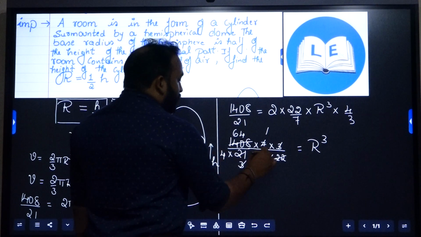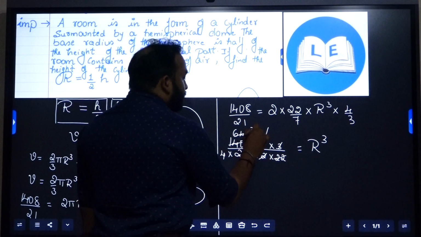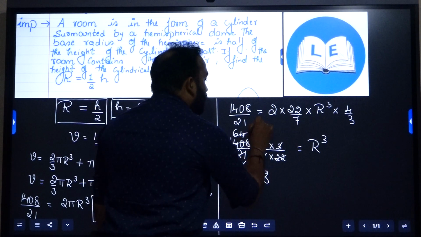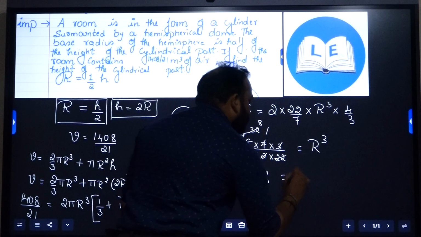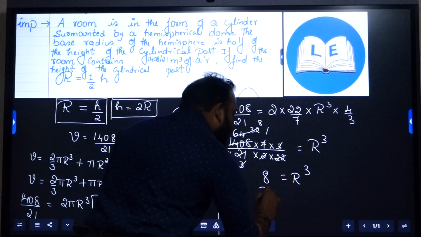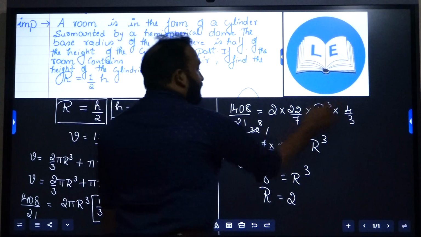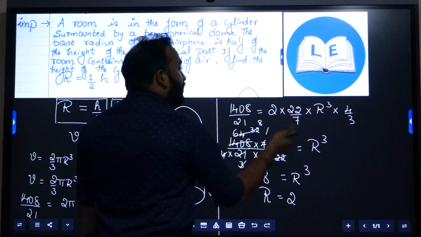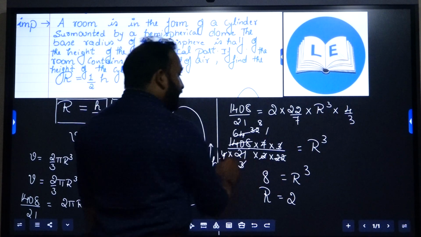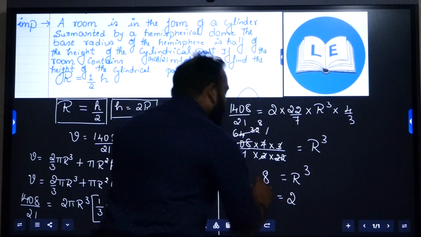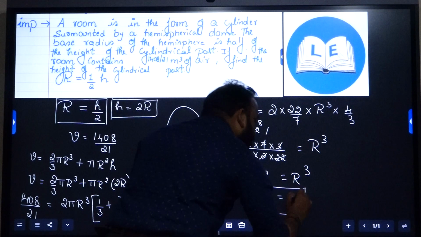So you can write 2 32 times, and you have 32 by 4 in the next step, which is nothing but 8. 4 8 times. So 8 is equal to r cube. So you will get r as 2. Yes, we have taken everything to the denominator. We have taken 3 to the numerator here, 4 to the denominator, 21 is there in the denominator, 22 to the denominator, 2 to the denominator. So you get r as 2 meter.